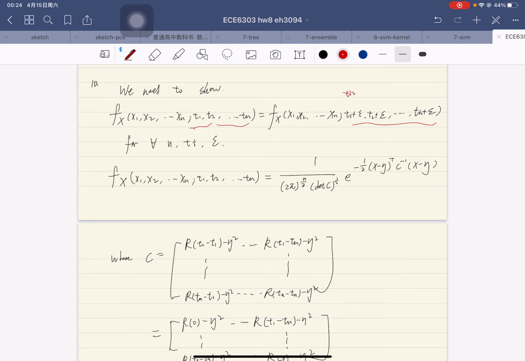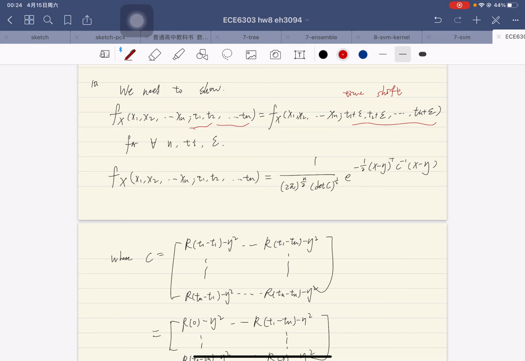and we make a shift epsilon, so f_X(x1, x2, ..., xn; t1 plus epsilon, t2 plus epsilon, ..., tn plus epsilon). We make a shift epsilon on the time, and we can write down the density function this way.